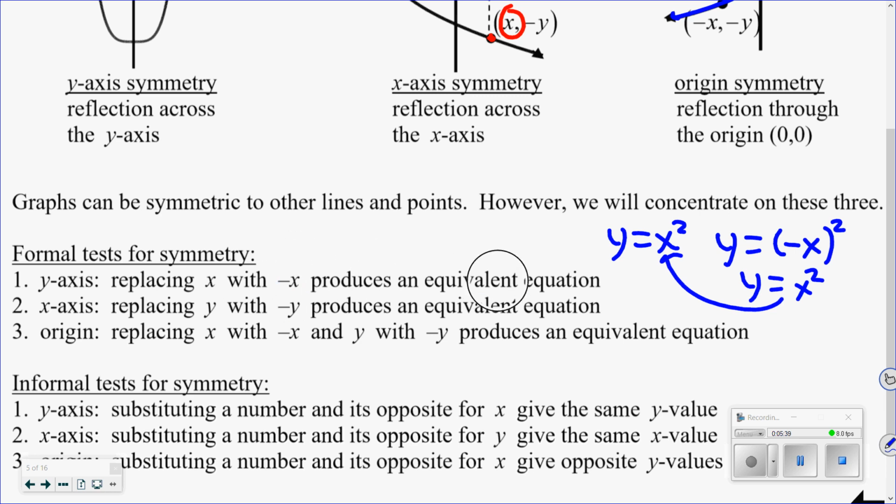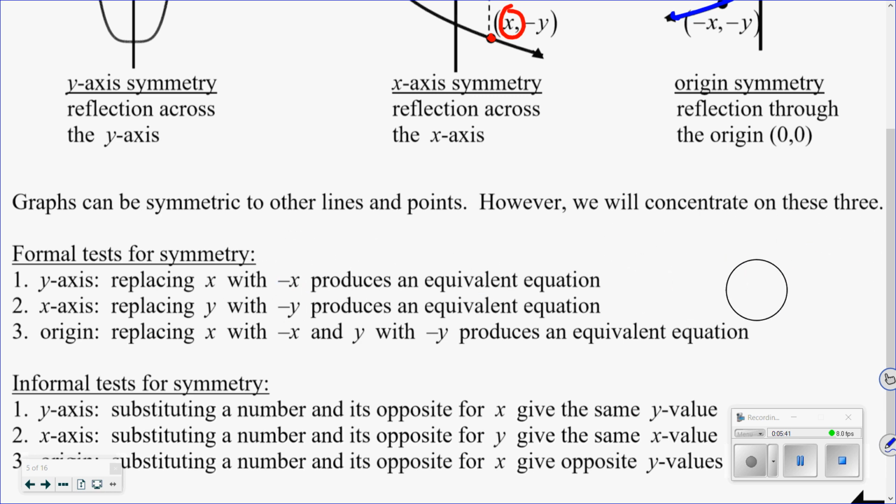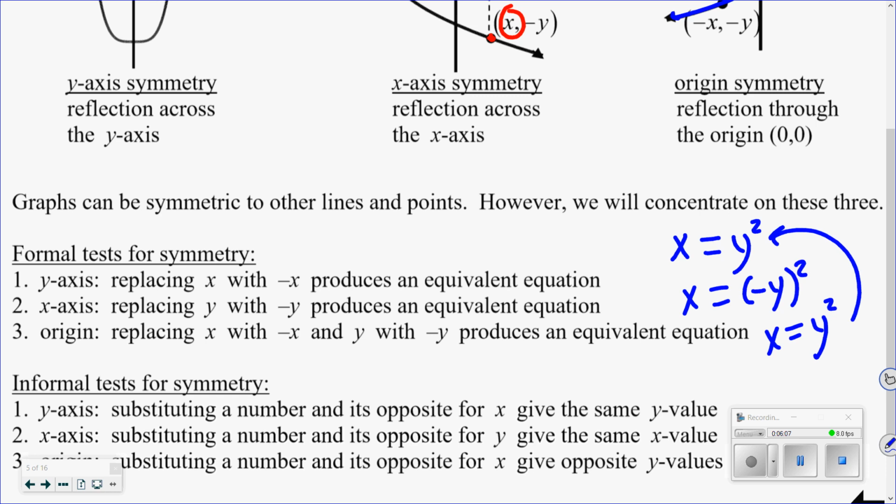To see if it's symmetric about the x-axis, instead of plugging a negative x in, you plug a negative y in. So you take out the y and you plug in a negative y, and you see if you come up with the same equation. Here's an example. This is just a really simple example, but if I have x equals y squared, if I plug in a negative y, I get negative y squared. Well, when I square negative y, you still end up with a positive. You end up with the same thing as you started with.